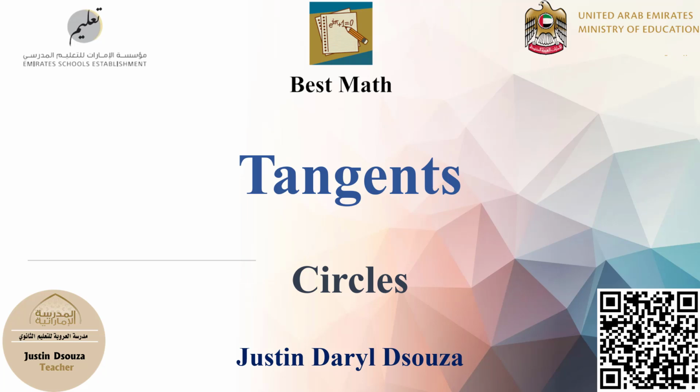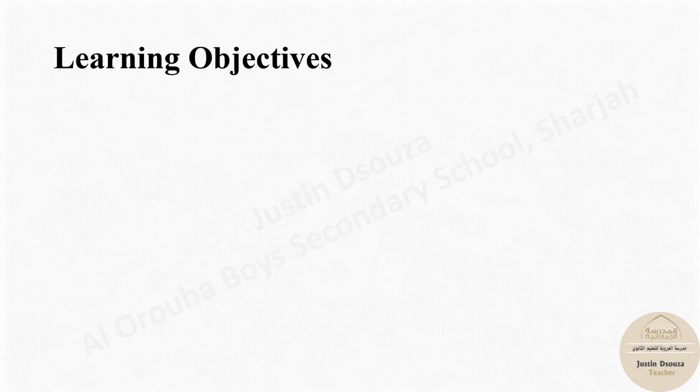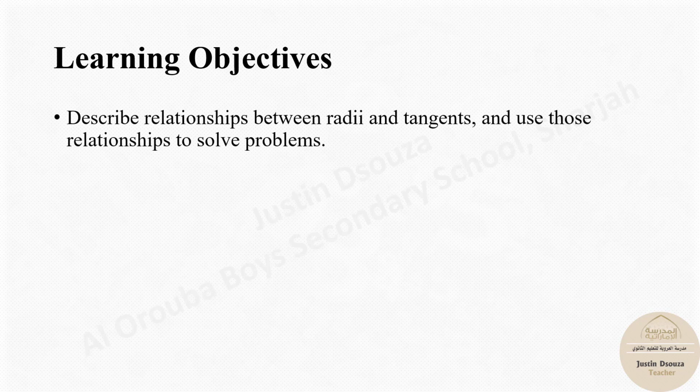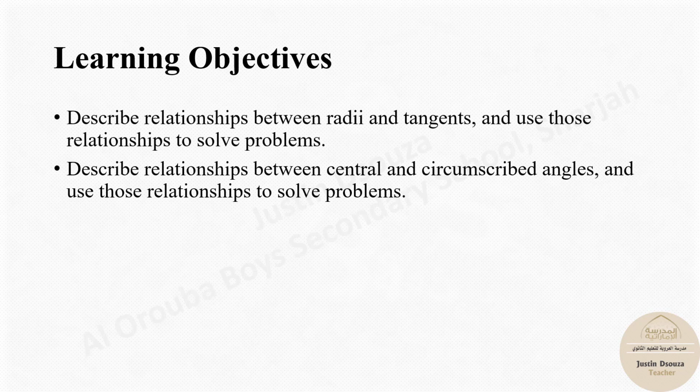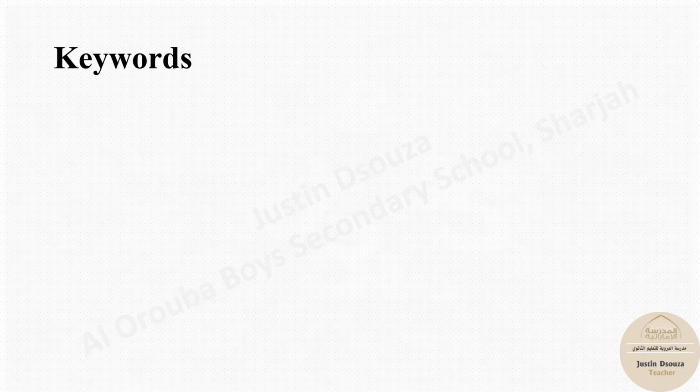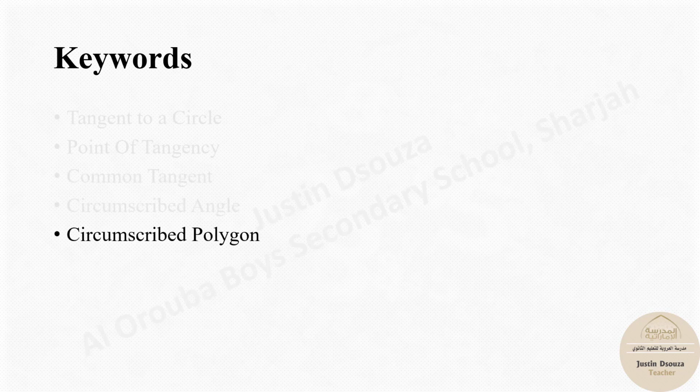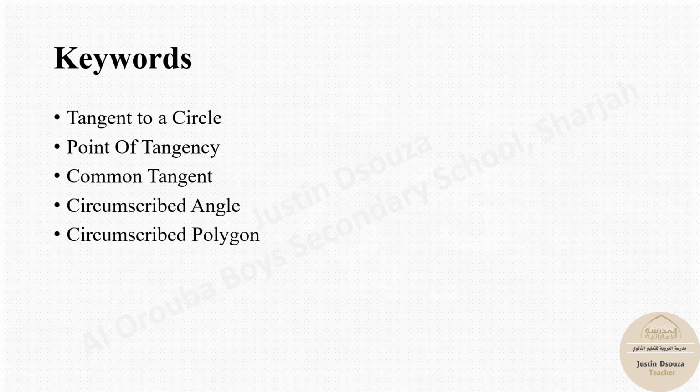Tangents by Justin D'Souza. The learning objectives of this lesson are to describe relationships between radii and tangents and use those relationships to solve problems, and to describe relationships between the central and circumscribed angles and use those relationships to solve problems. We will look into both these objectives in this lesson, and the keywords are tangent to a circle, point of tangency, common tangent, circumscribed angle, circumscribed polygon. So these are the five keywords that we will see in this lesson.